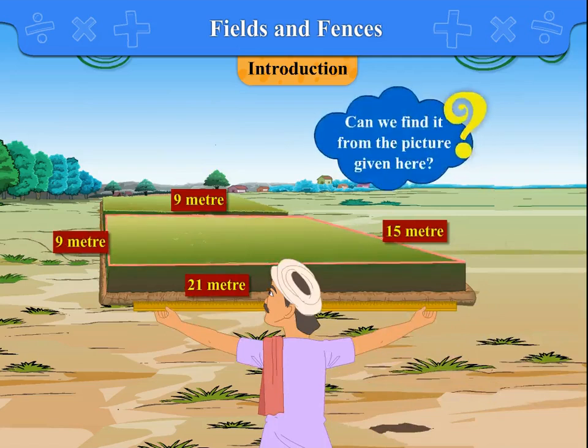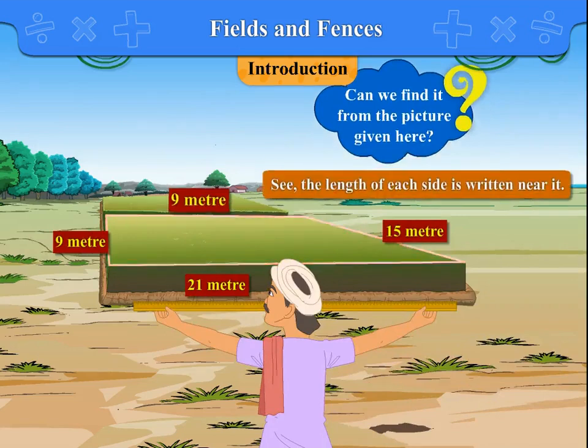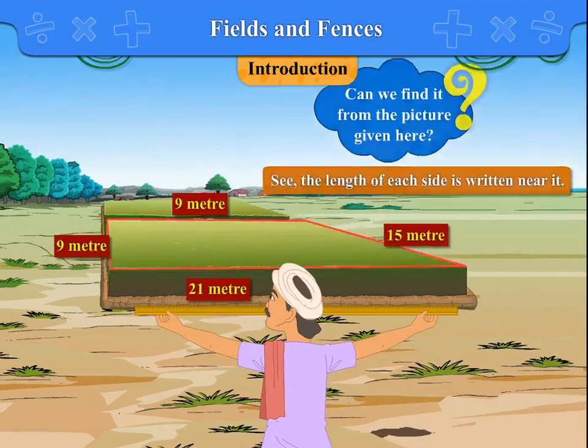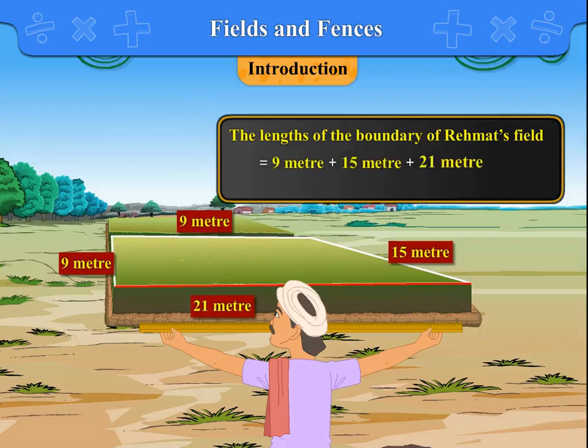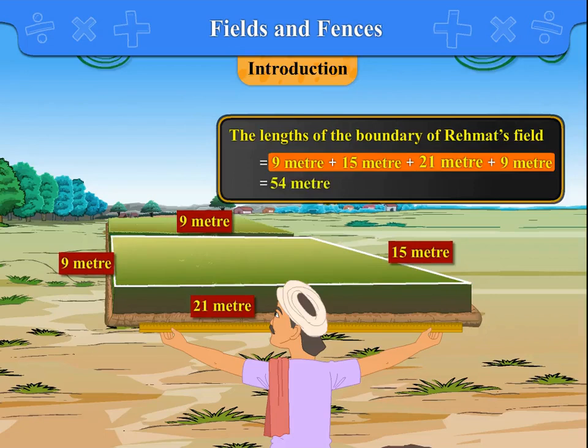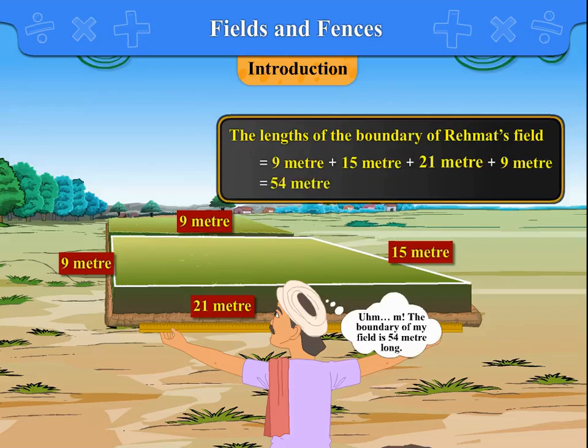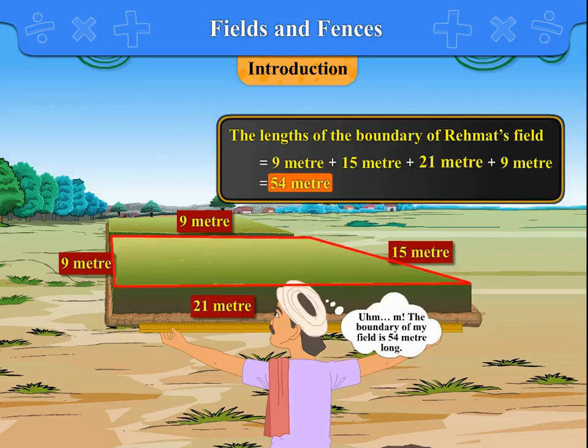Can we find it from the picture given here? See, the length of each side is written near it. To find the length of the boundary of Rahmat's field, we will add the length of the sides. 9 meter plus 15 meter plus 21 meter plus 9 meter. The sum is 54 meter. Rahmat says, the boundary of my field is 54 meter long.